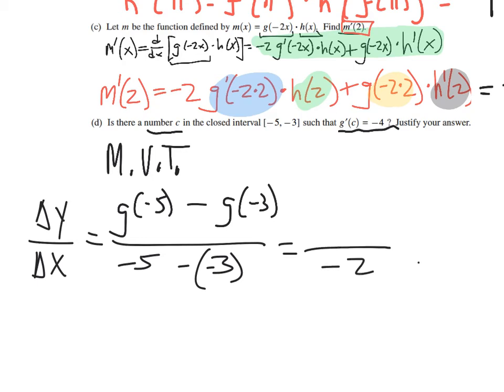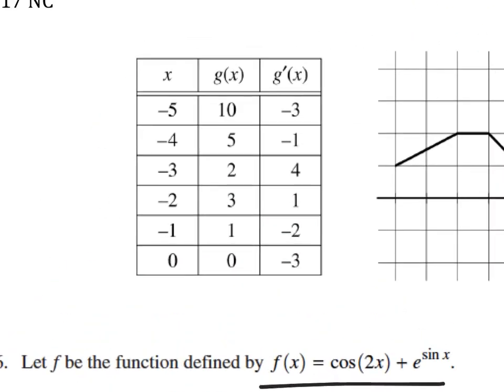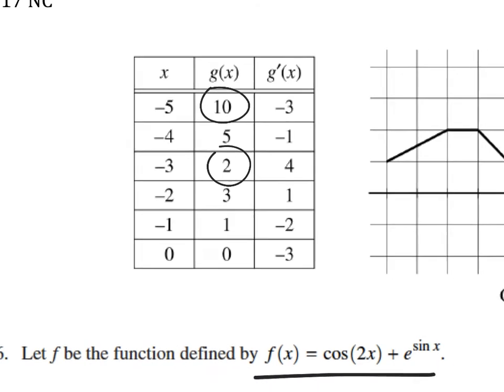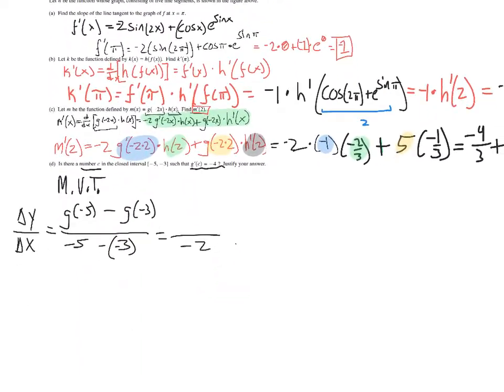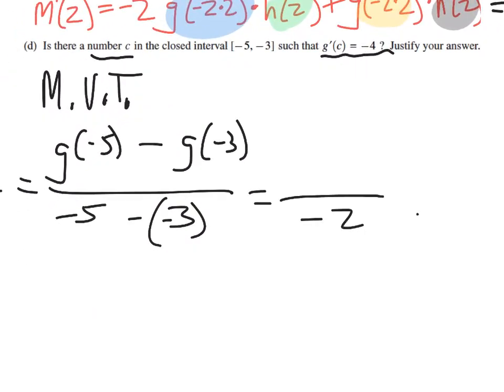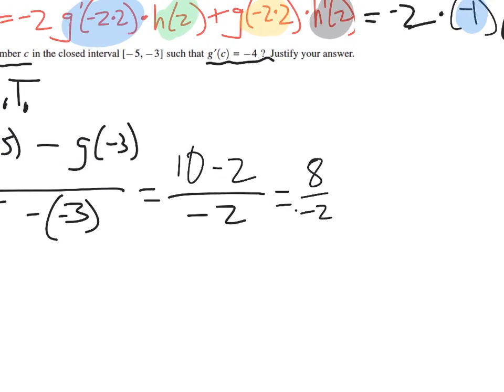And let's go up to our table here. G of negative 5 and g of negative 3. What do we got? G of negative 5 is 10. G of negative 3 is 2. Okay, 10 and 2. Good way to drive, right? Get those hands at 10 and 2. All right. So we have 8 and negative 2, which gives us negative 4.